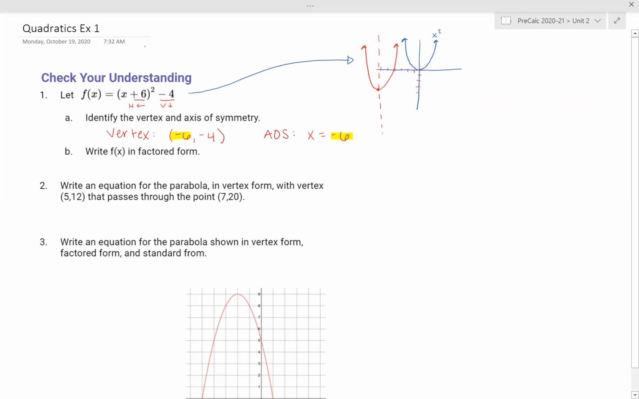Okay, if we are trying to write f of x in factored form, then we want to start thinking about what it would look like as just two binomials multiplying with each other. The easiest way, I think, is to take what we do have, f of x equals (x plus 6) squared minus 4, and multiply that out. Remember, (x plus 6) squared is the same thing as (x plus 6) times (x plus 6). Oops, we still have that minus 4 at the end.